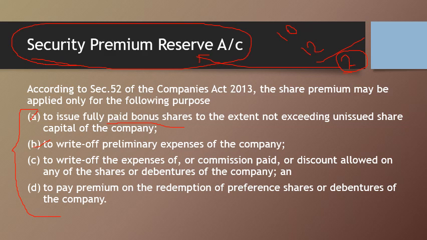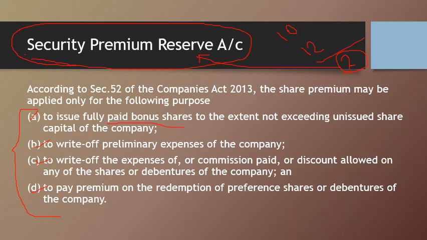And the fourth case is to pay premium on the redemption of preference shares or debentures of the company. Redeeming means when the company is paying back the preference shares or debentures to their holders. If the company is redeeming these preference shares at a premium, then in order to make up that premium expense, the fund can be utilized from the security premium reserve.